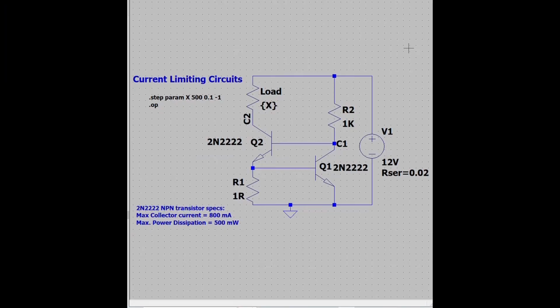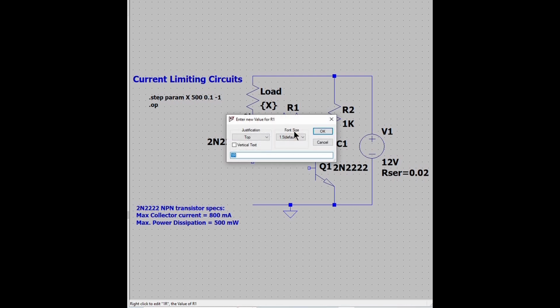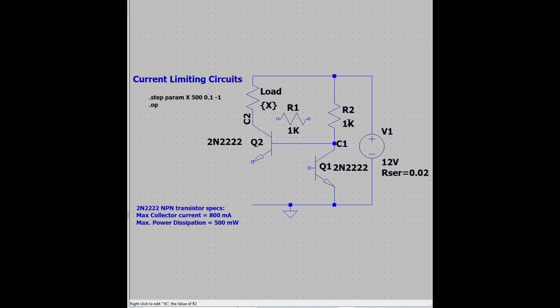But how did we get here? Remember this circuit? How about if we make some changes to it? Move R1 to between the collector of Q2 and the base of Q1. But we need to change the values of resistors R1 and R2 so we have the transistors running saturated.